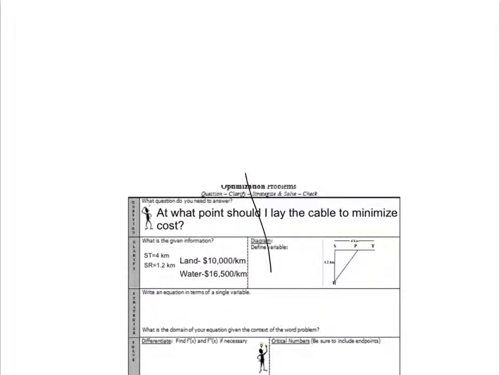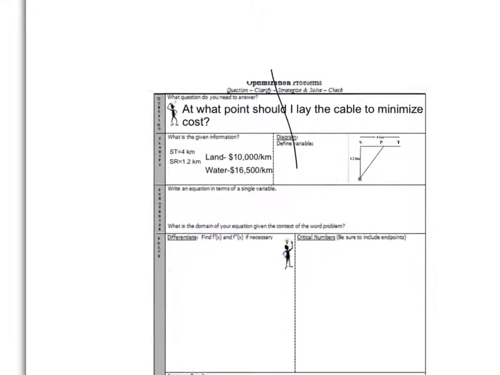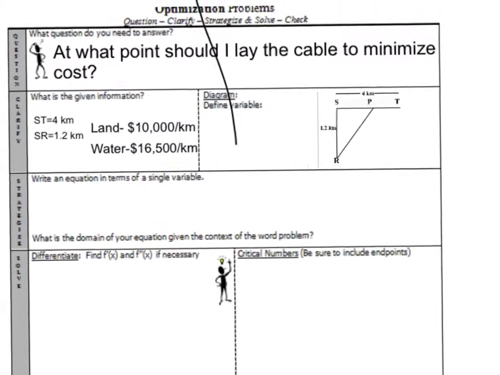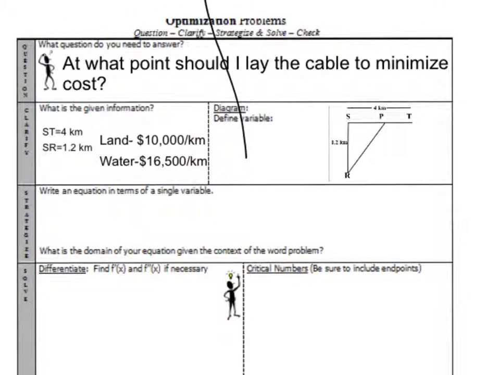Okay, so the question is, at what point should I lay the cable to minimize the cost? That's what we need to find out. So actually that is what our variable is going to be, because we need to be able to find the distance from S to P where I'm going to place that point.